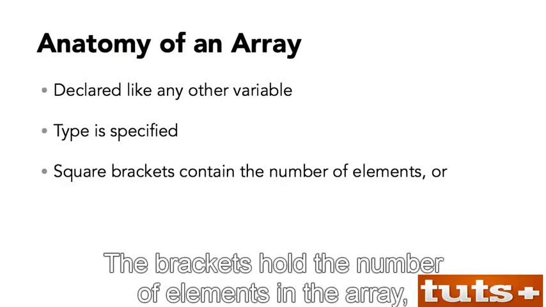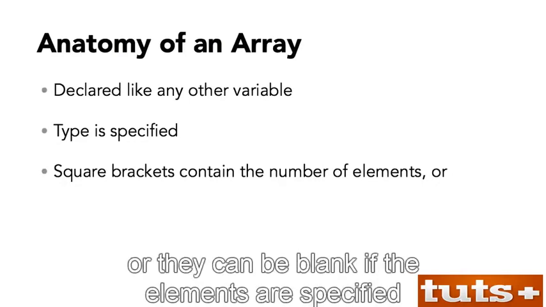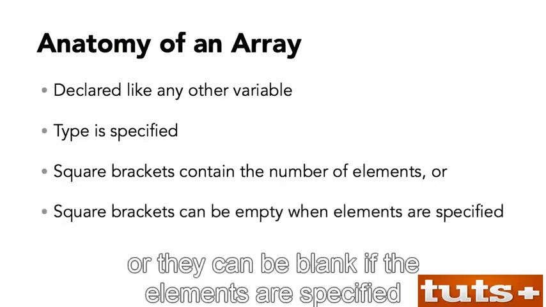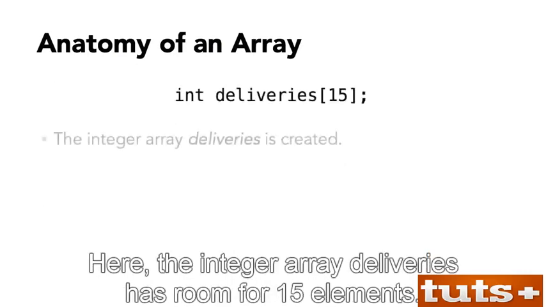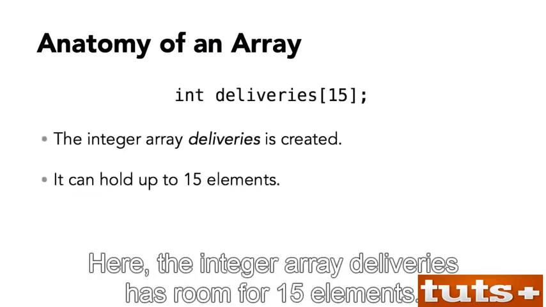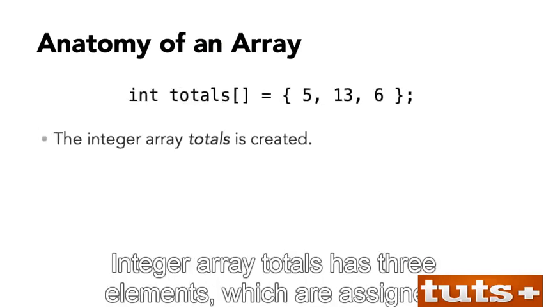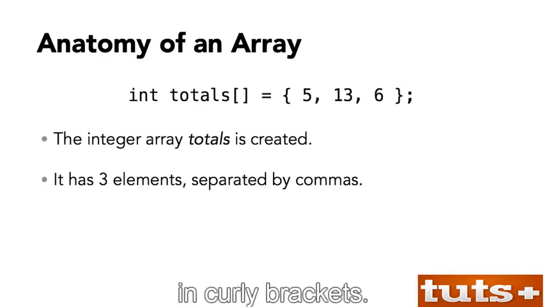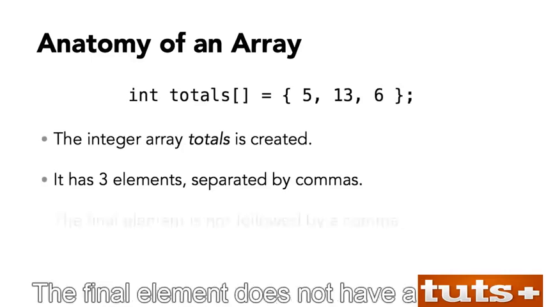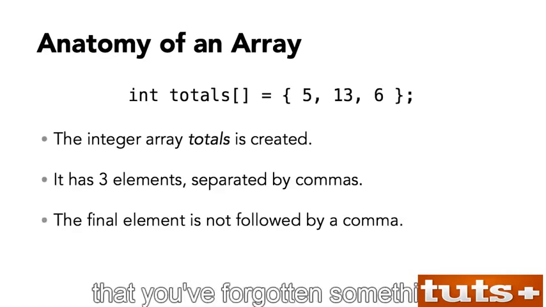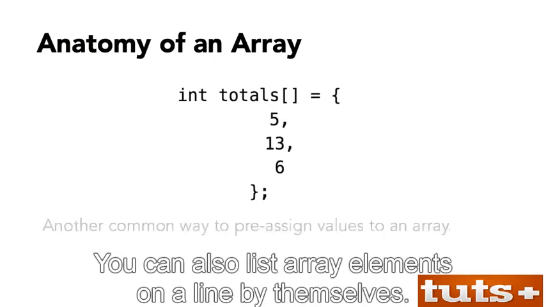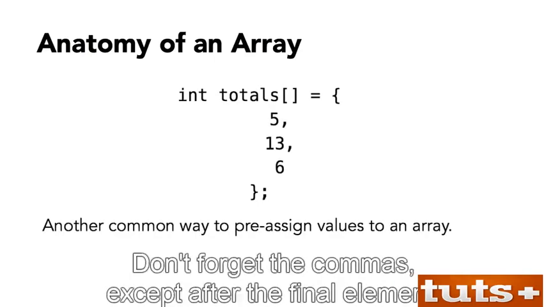Here the integer array deliveries has room for 15 elements. Integer array totals has 3 elements, which are assigned in curly brackets. The final element does not have a comma. If you put a comma there, the compiler believes that you've forgotten something. You can also list array elements on a line by themselves. Don't forget the commas, except after the final element. And remember to close the curly bracket and add a semicolon.